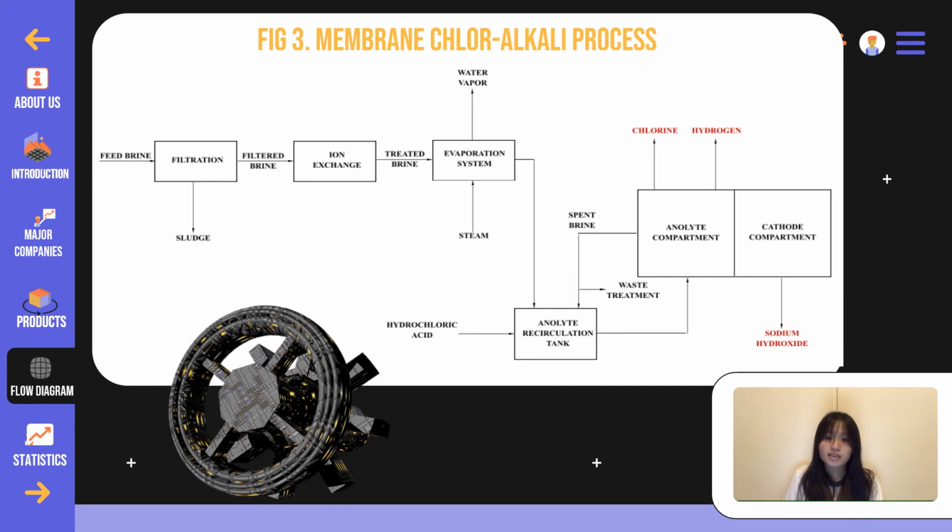The saturated brine solution that has been treated is channeled to the anodic compartment, while the mineralized water is fed to the cathodic compartment. During the electrolysis, sodium ions and some water permeate through the membrane and enter the cathode compartment. Chlorine gas is formed in the anode compartment. On the other hand, in the cathode compartment, water molecules are electrolyzed, releasing hydrogen gas. The hydroxyl ions will combine with the sodium that permeates through the membrane to form sodium hydroxide.